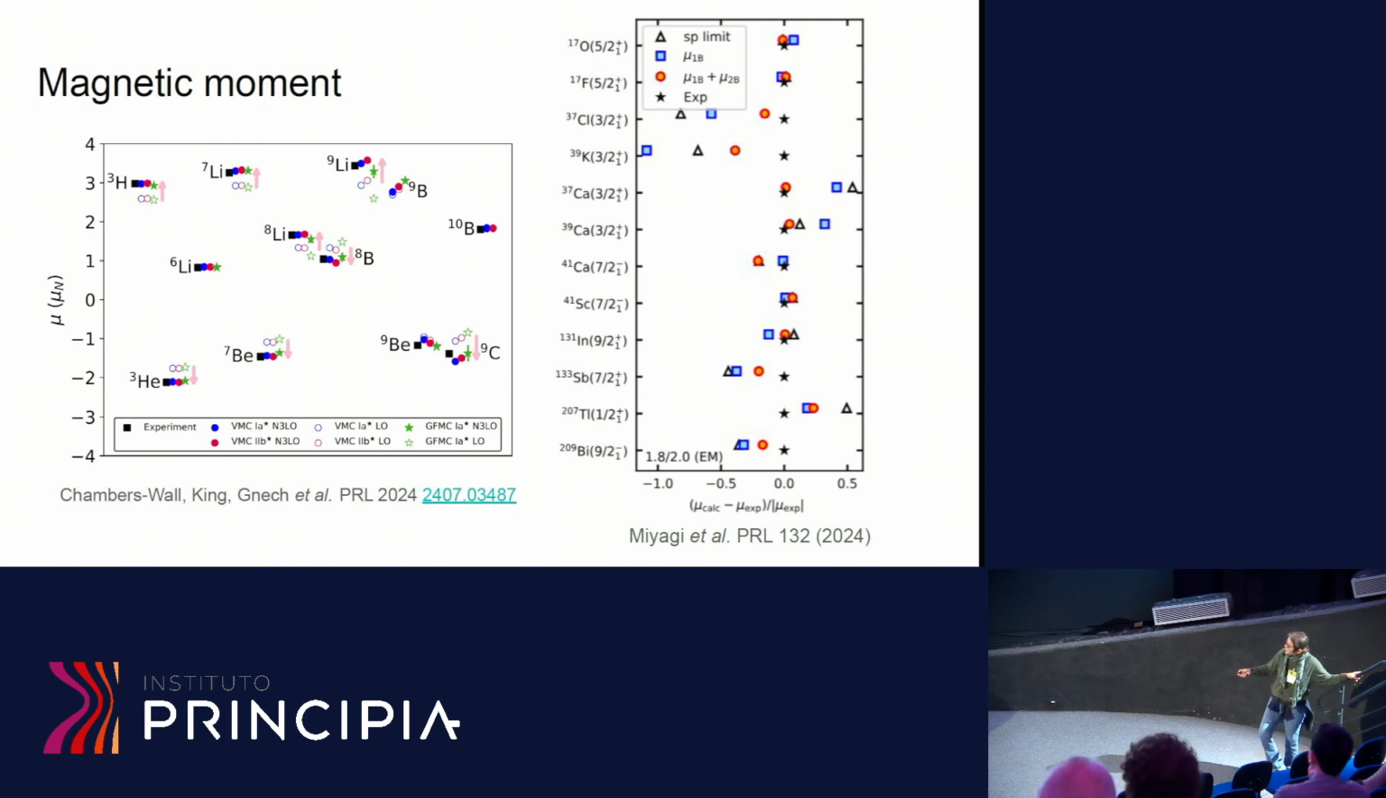This work is done with Graham Chambers-Waltz, Garrett King, and Alex Nyek. And also recently appeared in the literature work that analyzed the effect of two-body currents in magnetic moment of medium mass nuclei by Miyagi-san and collaborators. And in this figure, the experimental data lines up to 0. Everything is normalized with respect to the experimental data. And the effect of two-body currents can be appreciated comparing these two symbols.